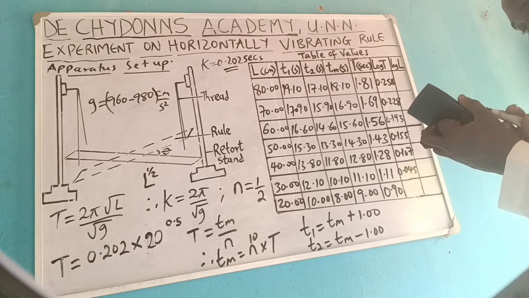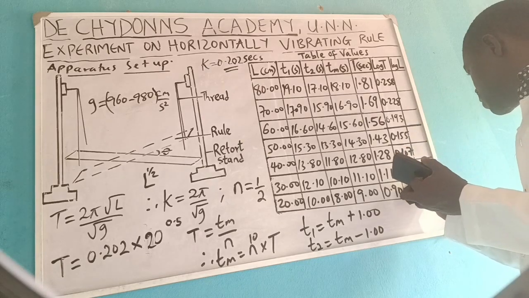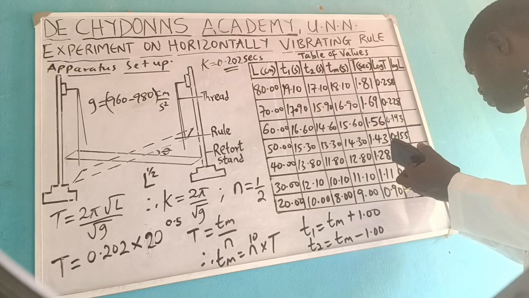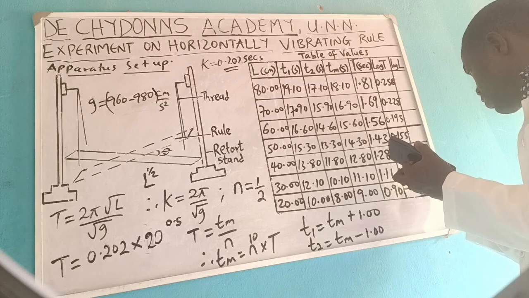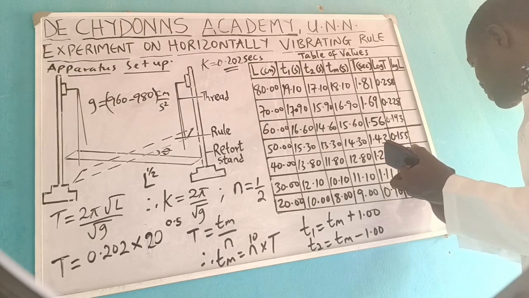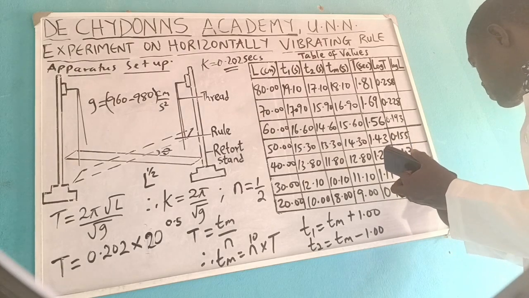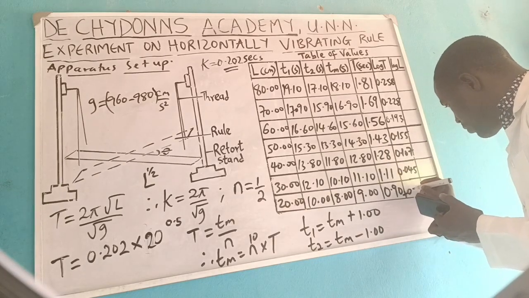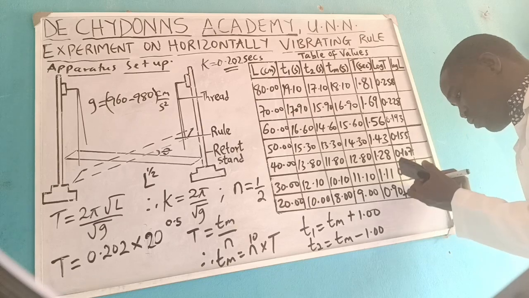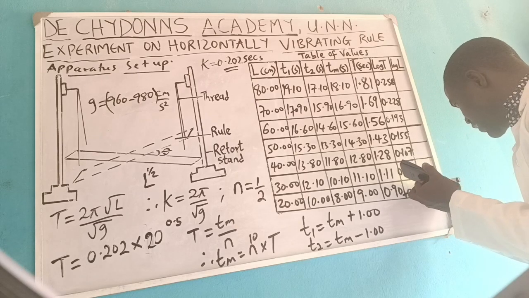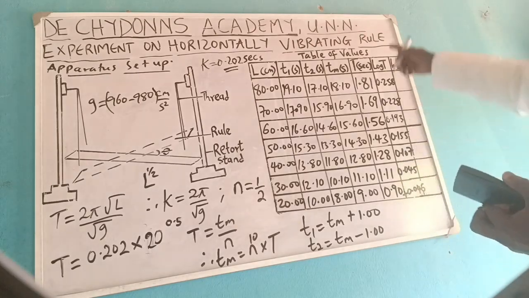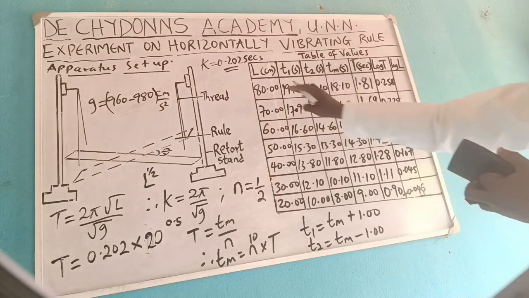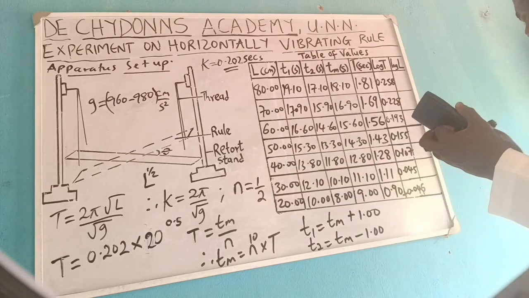Log 0.90 gives minus 0.046. Let's write it clearly. Then we are done with log T. What about log L? Get the log of 80, 70.